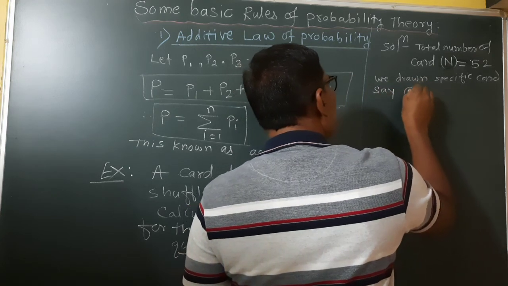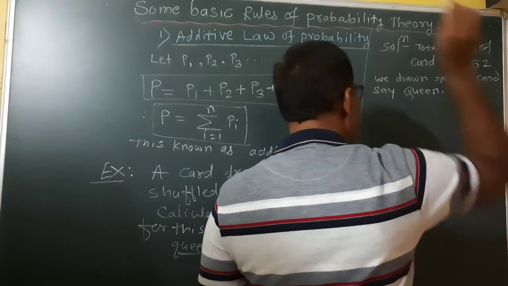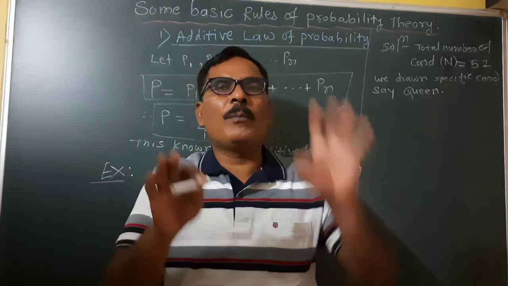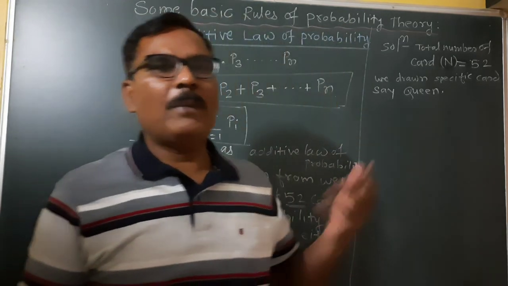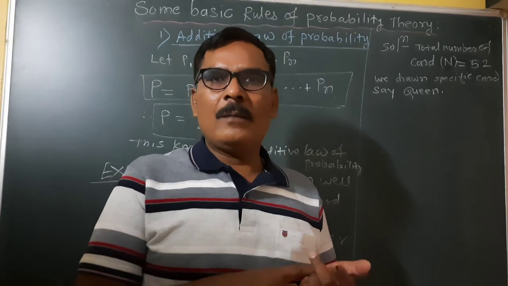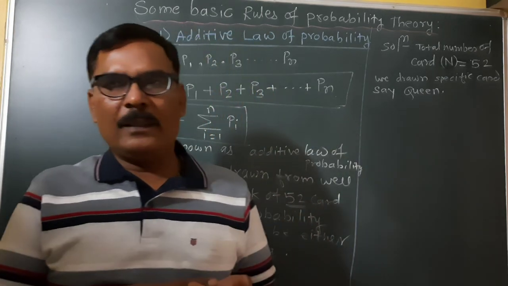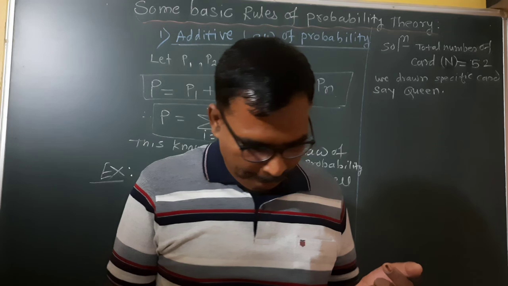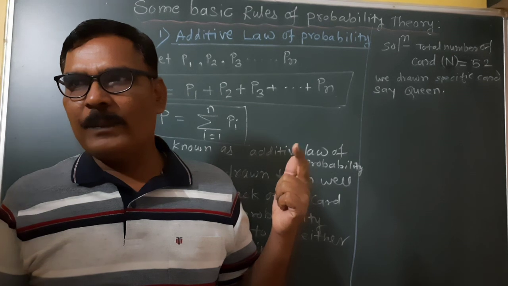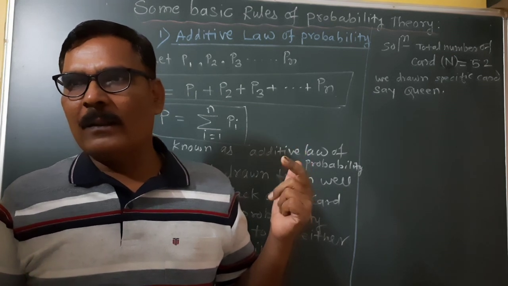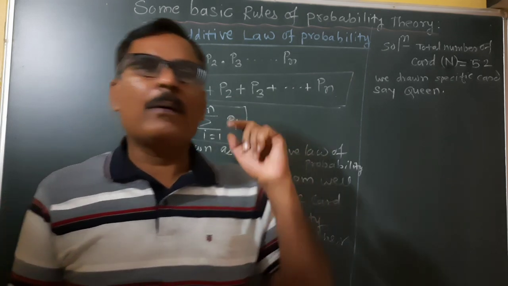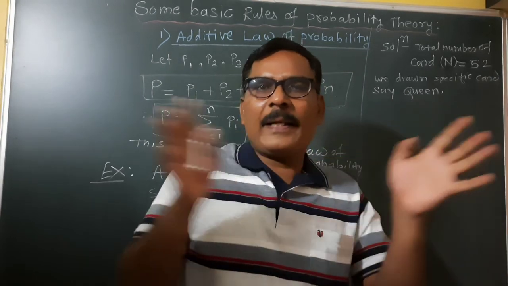Say queen. We are drawing a queen, but the pack of cards consists of 4 queens. That is, in Marathi, we have to consider Ispik, Badam, Chaukat, and Pacific, like that. Ispik, Badam, herd, and flower. Those are the 4 categories of the card.